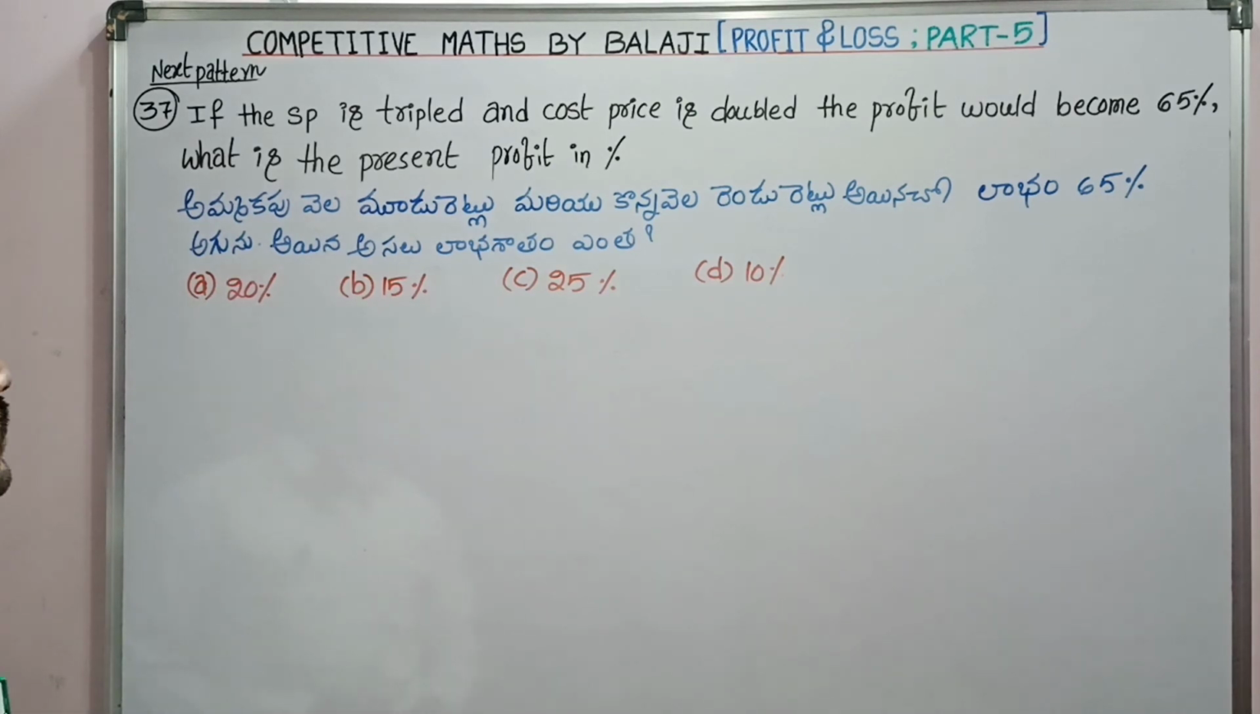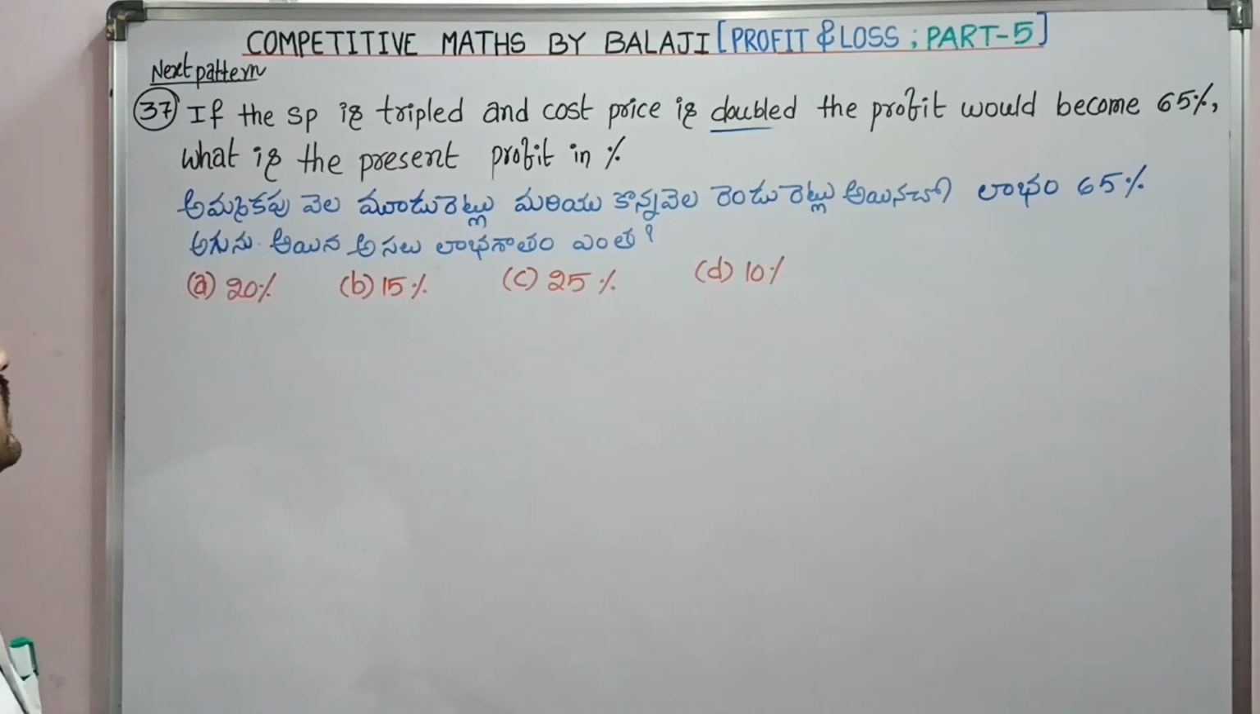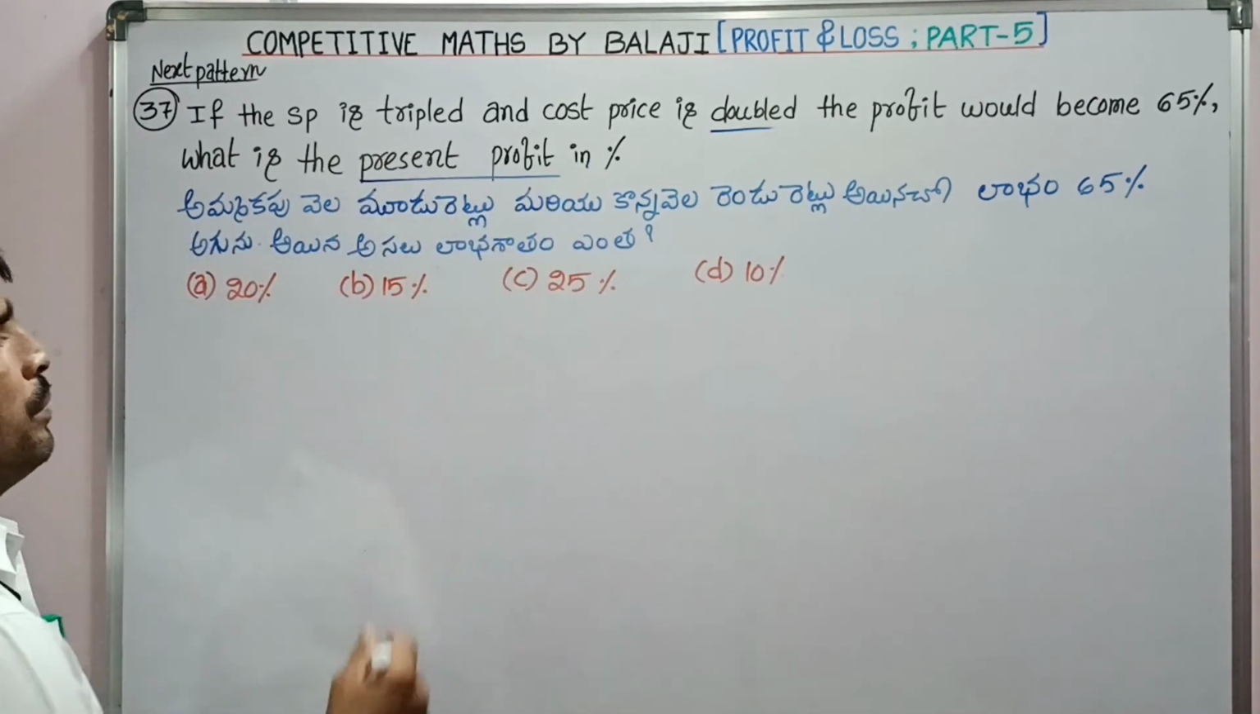Next pattern question, 37th question. If the SP is triple, the cost price is double, the profit would become 65%. What is the present profit in percent?